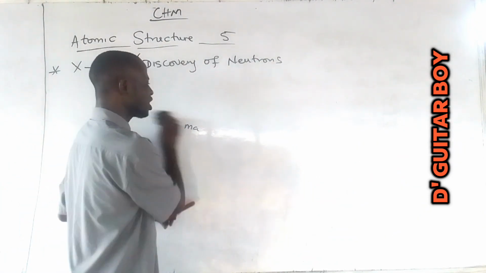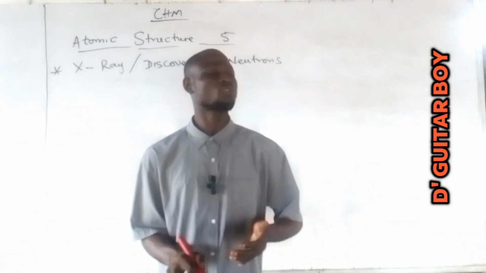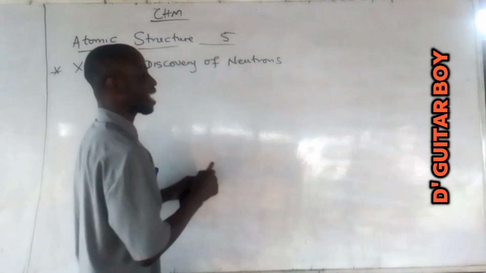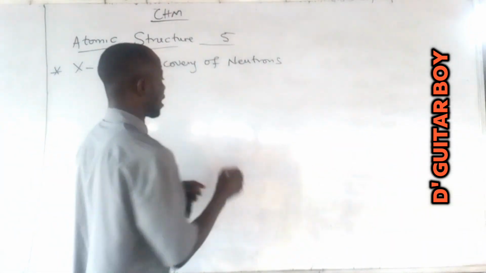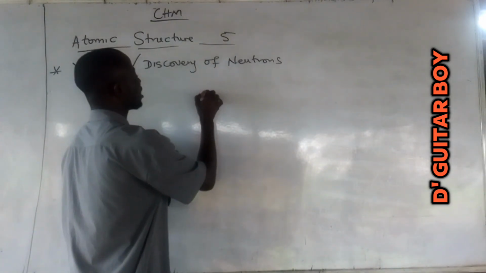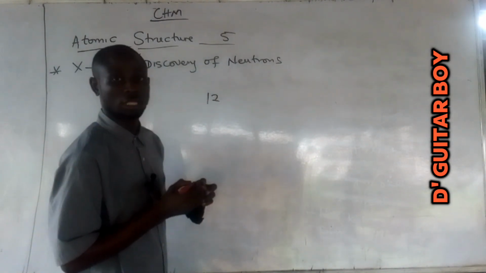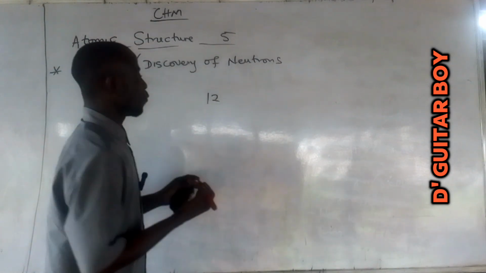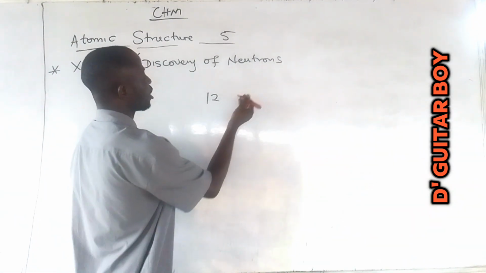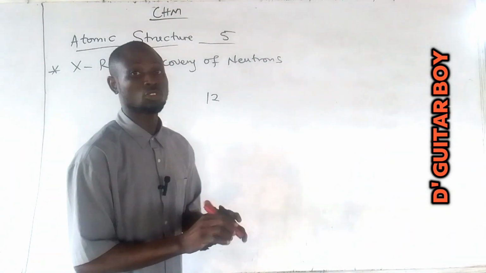Now look at the equation. This brought another question to all scientists at that time. If we say, for instance, an atom is, let's take carbon, the relative mass of carbon is 12. And we have not yet discovered the third particle of an atom, which is the neutron.